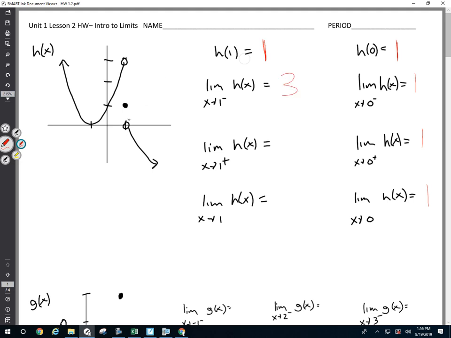But if I'm to the right of 1, my function values are down here. And as I get closer and closer to 1, to the right of 1, my function values are getting closer and closer to where this open circle is located, which is at 0. So the left-hand limit does not equal the right-hand limit. In general, this limit does not exist.